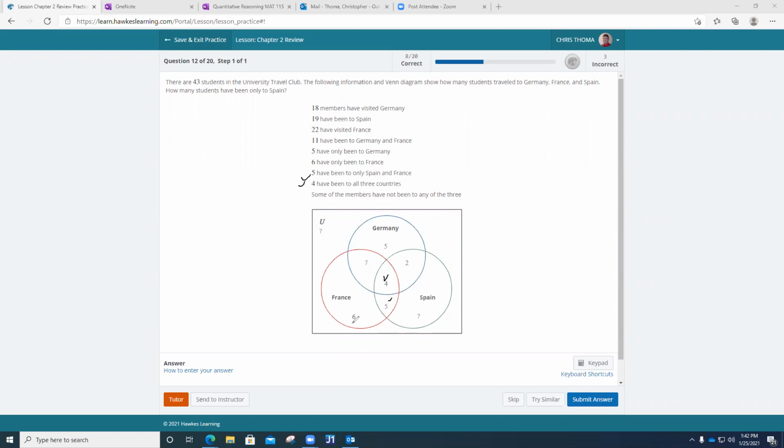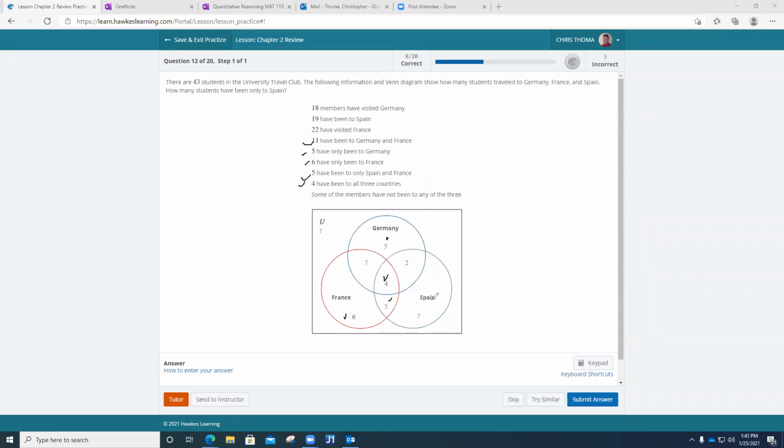6 have only been to France, so that's that number. 5 have only been to Germany, that's that number right there. 11 have been to Germany and France, that's the 7 plus 4, because it doesn't say only, so that means that does include Spain. So that's where the 11 is, the 7 and the 4.